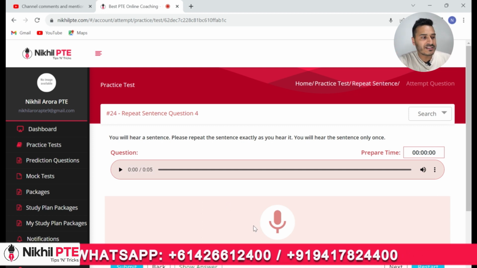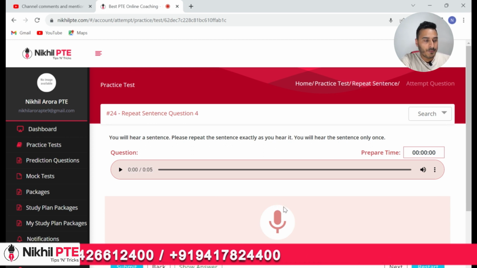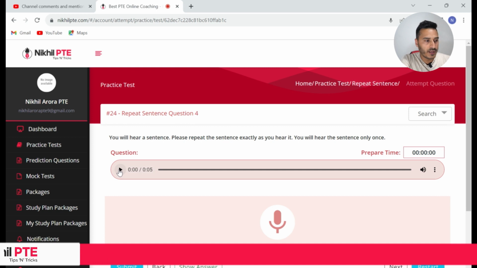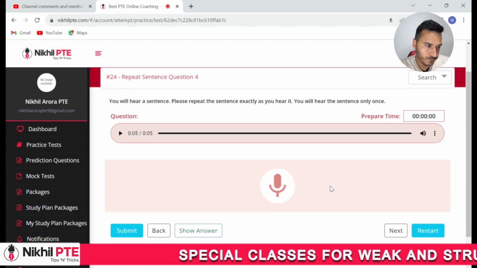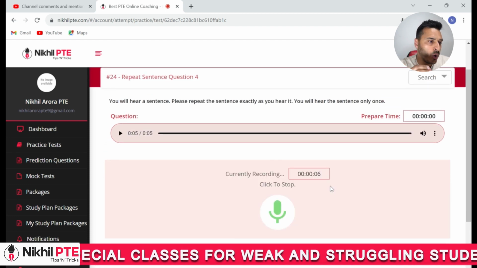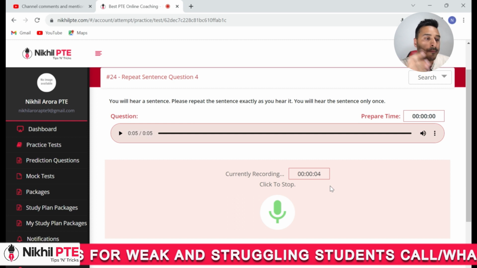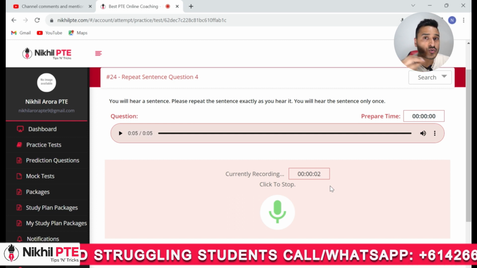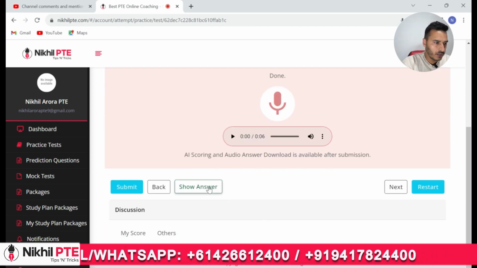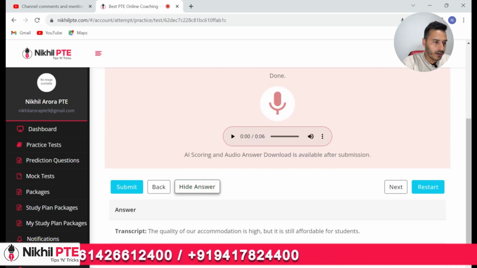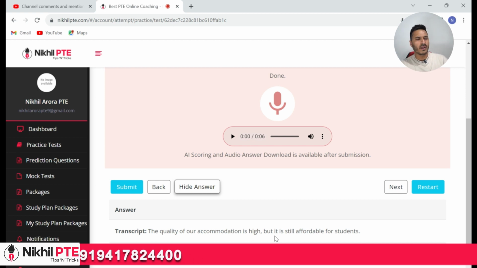Okay, so let's start our repeat sentence for 7 or 8 each, how you will speak. So here is this sentence. The quality of our accommodation is high, but it is still affordable for students. The quality of our accommodation is high, but it is still affordable for students. And click. I think I have covered all the content part. The quality of our accommodation. Yeah, that's okay.